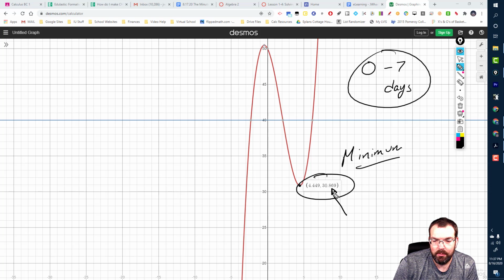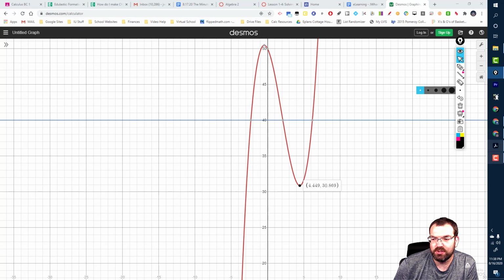So the minimum amount of cards that he actually had was approximately 30. It's not an equal sign because it's 0.869, so it's actually a fraction of a card, but you can't have a fraction of a card. If you've never seen this before, it's called an approximate symbol. Okay, so approximately 30. That's the minimum amount of cards that he had during the 7-day tournament. All right, let's go on to the next problem.